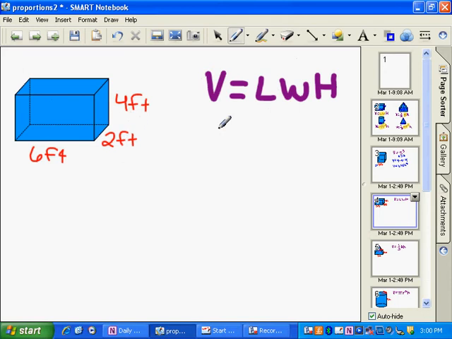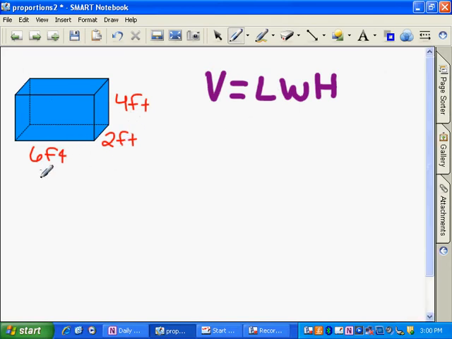A rectangular prism, and again, it doesn't really matter which one's the length, which one's the width, or which one's the height, as long as you don't double up. Like we don't call this 4 feet the length and the height. It can only be one dimension. So we'll call this one the height. So 4 feet's the height, 2 feet's the width, and 6 feet is the length.